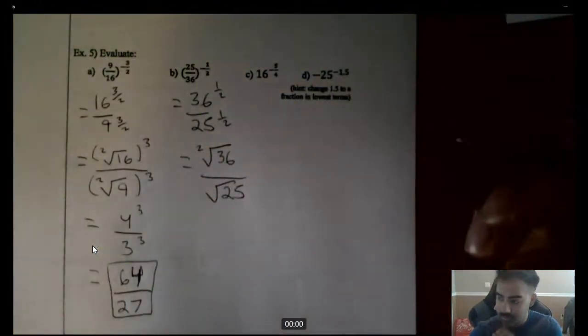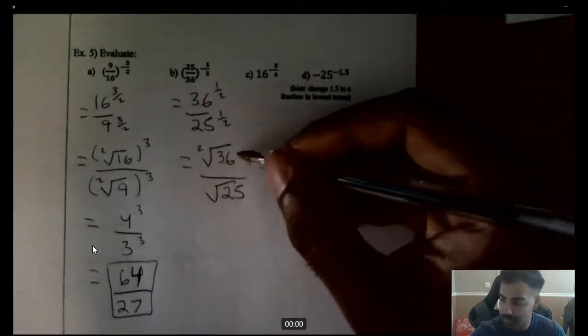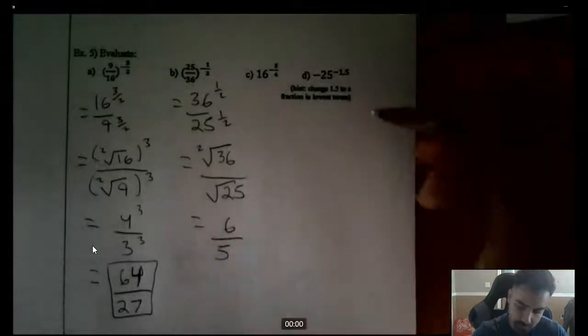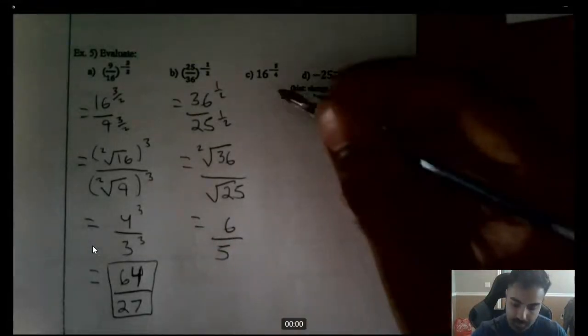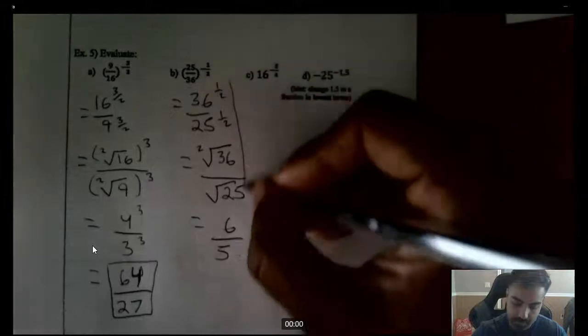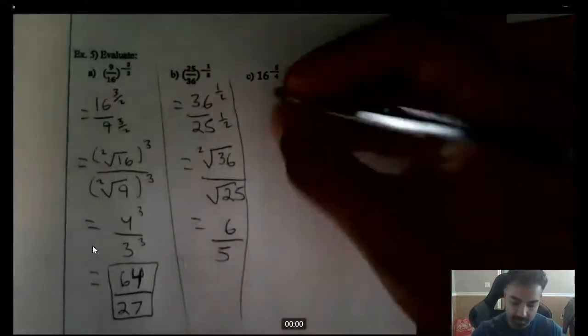Okay. So now you're just going to find the square root of the top and the bottom. So again, you don't have to write the 2 here. So square root of 36, 6. Square root of 25 is 5. Okay. Running out of room here. I'll try to write really small here so I can fit the last one.